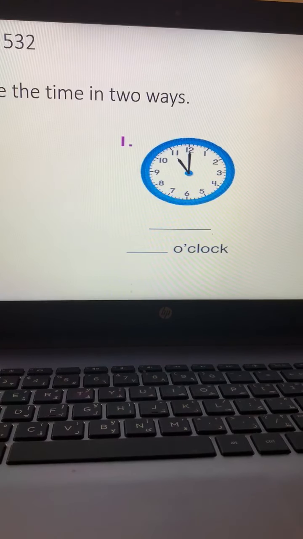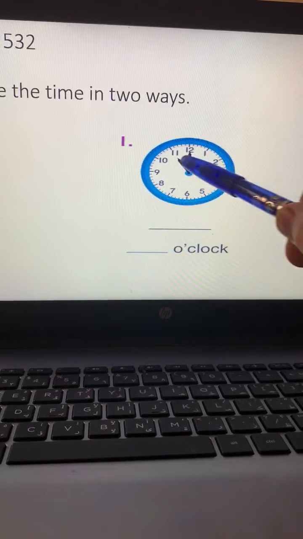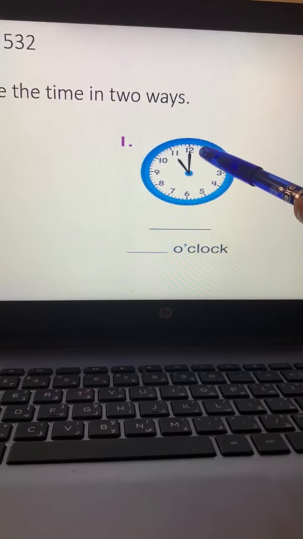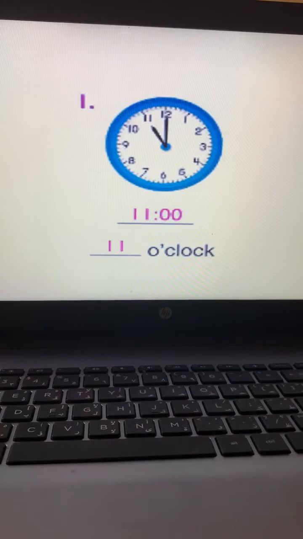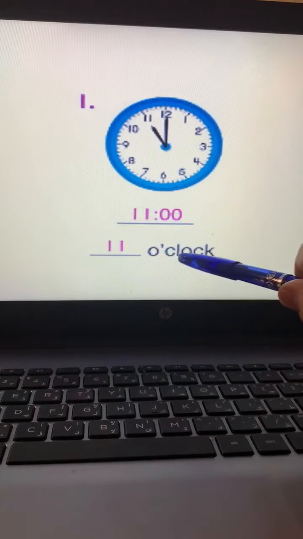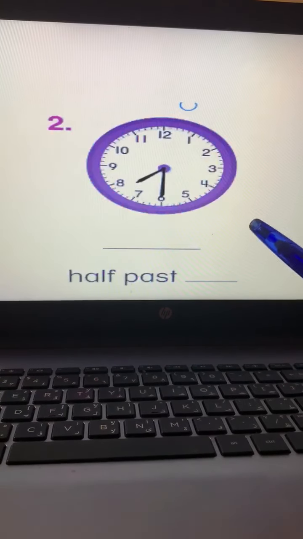Question 532, we will write the time in two ways. The shorthand points on number 11 and the longhand points on number 12. So it's 11. Do you remember what we pronounce here? O'clock. So it's 11:00. This is the digital one, and the analog one, it's 11 o'clock.